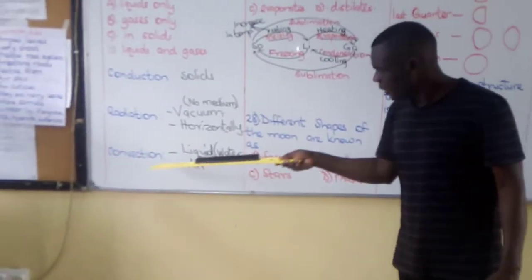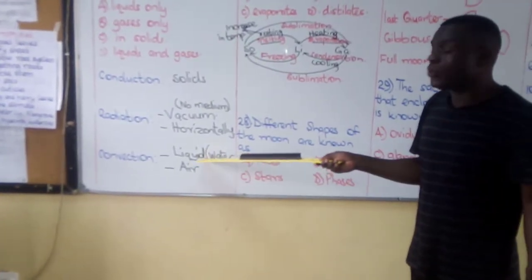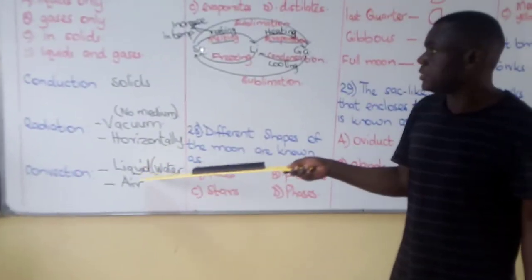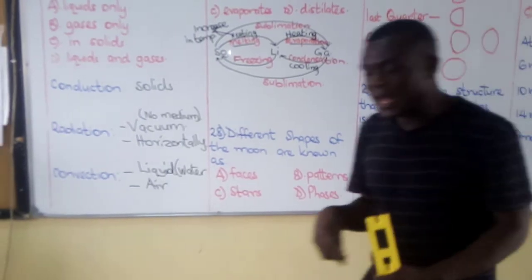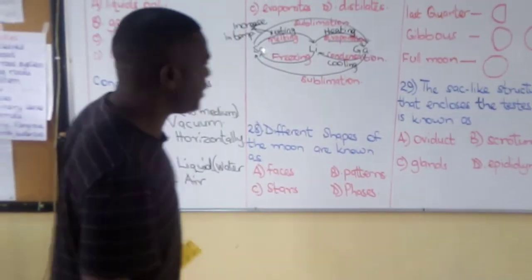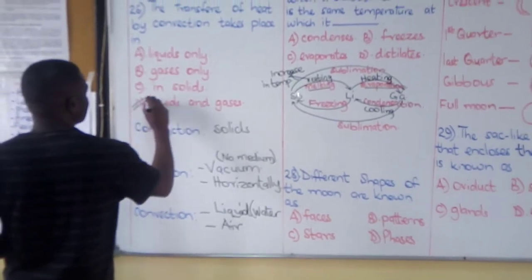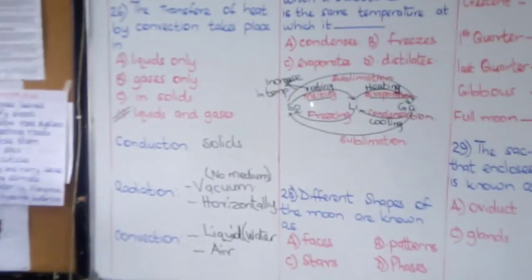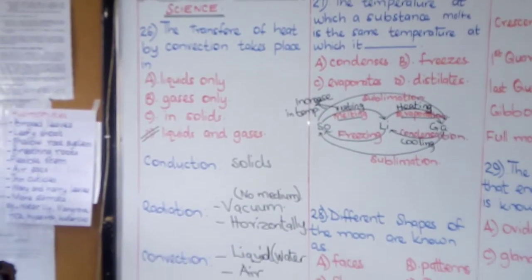Now, convection. Convection is the transfer of heat in liquids and in gases. And so our answer here, after that explanation, will be liquids and gases. The transfer of heat in liquids and gases is called convection. Boys and girls, I hope you've understood that.